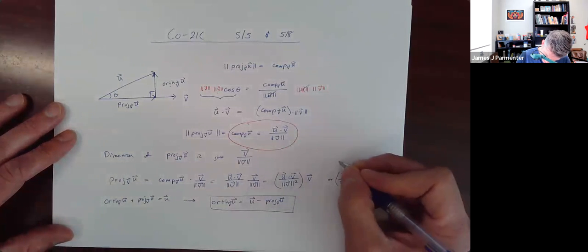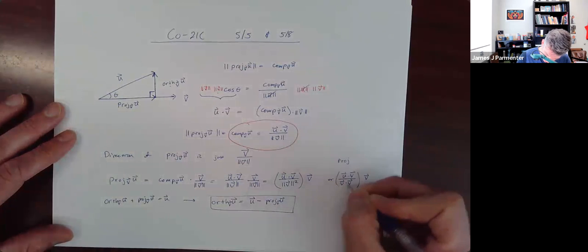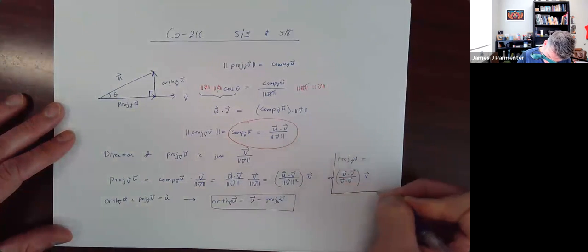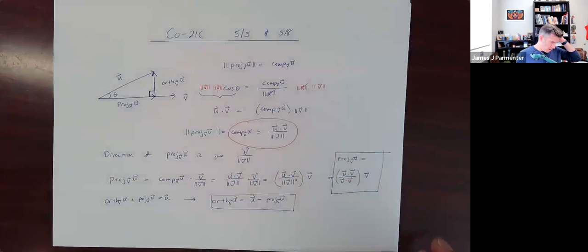Here's the projection. I like writing it this way personally: the projection of U onto V. Yeah. So let's look at some examples of this.